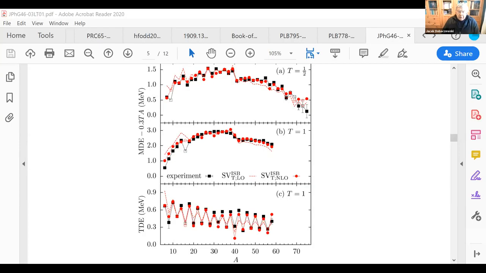Okay, so this is the DFT result of all this physics, where we can reproduce the staggering of the triplet displacement energy and mirror displacement energies with 6 parameters across the entire mass region where they have been measured, including a very interesting effect of staggering of MDE, which appears and disappears in different regions of nuclei. So I will share with you the reference to this paper. This could be an interesting contribution to our discussion today.